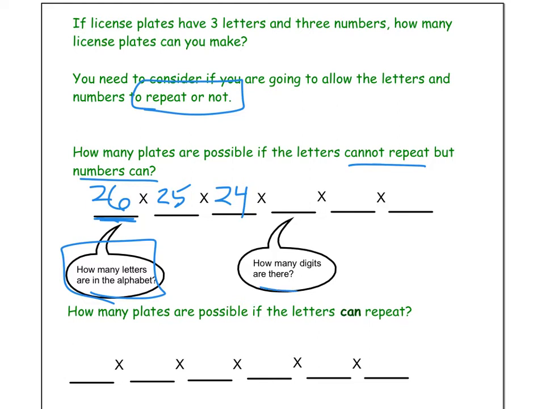Moving on to the numbers, the digits. 0 through 9, there are 10 digits. Single digits, 0 through 9. If you were to count it out, 0, 1, 2, and 3, etc., you will have 10 digits. Now, it says that the numbers can repeat. So you would take 10 times 10 times 10, multiply it out, and you would have your answer.